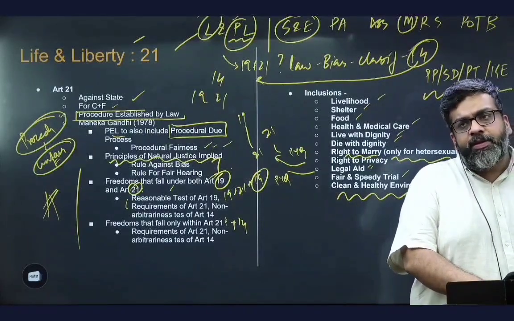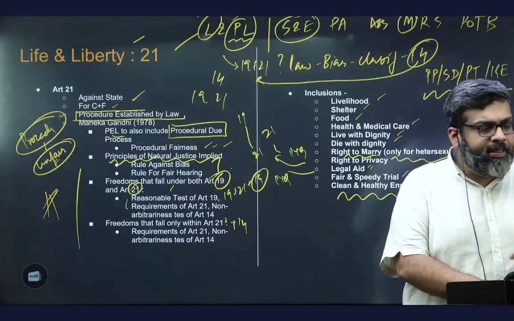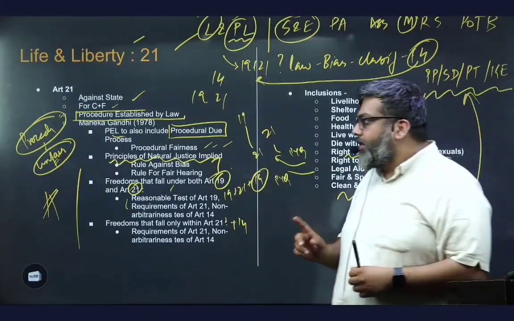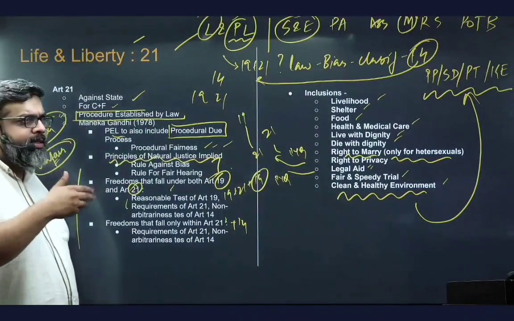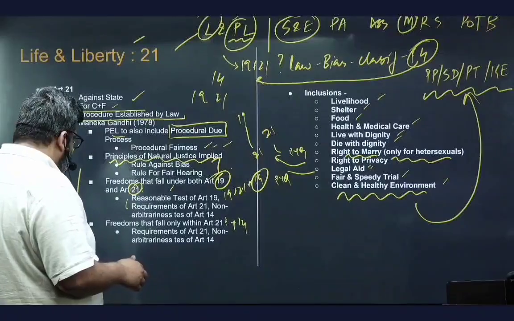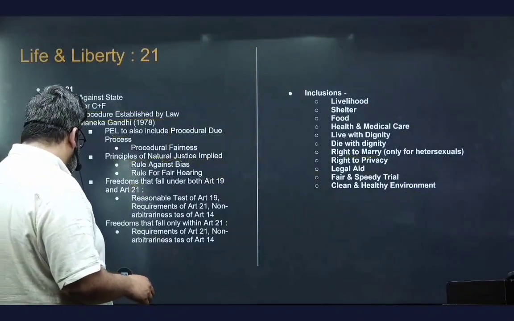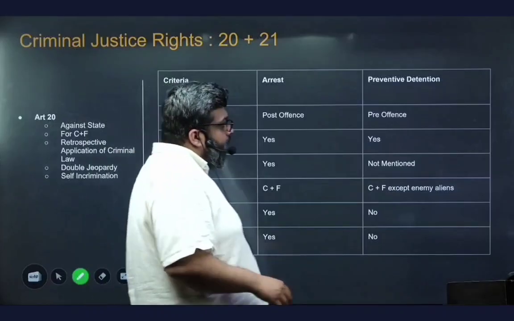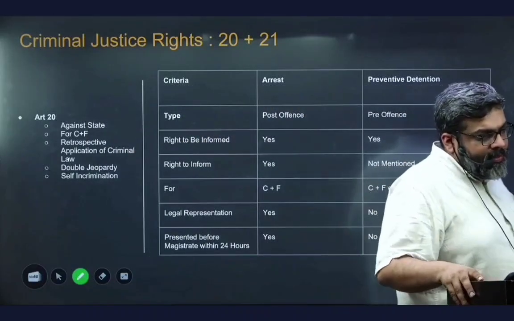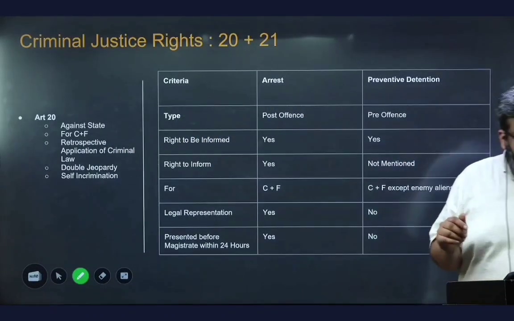Now that we've done 14, 19 and 21, and because they were related, we should now look at criminal justice rights, which I will teach you the basics of, and then I'll get you through some criminal procedures because that has been relevant as far as the UPSC is concerned. Now, let's start. When we're looking at Articles 20 and Articles 21, you've got to understand the following things.